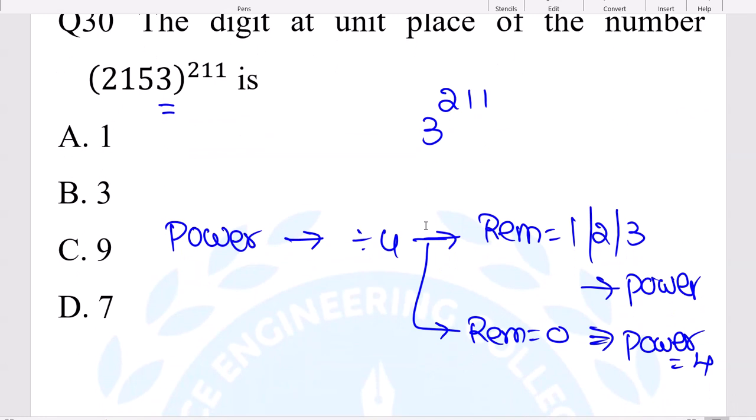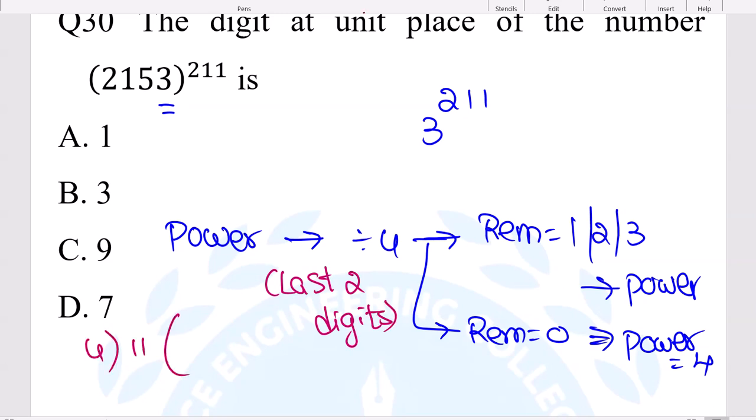What is there in the power here? 211. Divided by 4. The divide by 4 rule is only the last 2 digits. What are the last 2 digits in the power? 11. When 11 is divided by 4, what is the remainder? Remainder 3. If the remainder is 1 or 2 or 3, directly put that in the power. If the remainder is 0, put power equal to 4. But the remainder is 3, so write 3 power 3. What is 3 power 3? 27. Units place is 7. Option D.